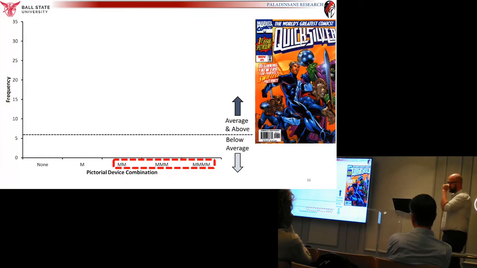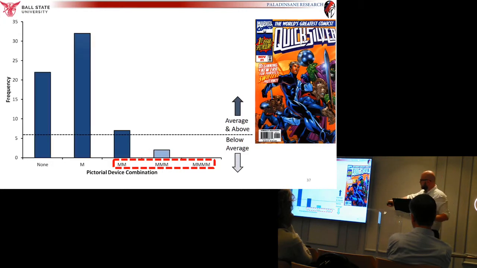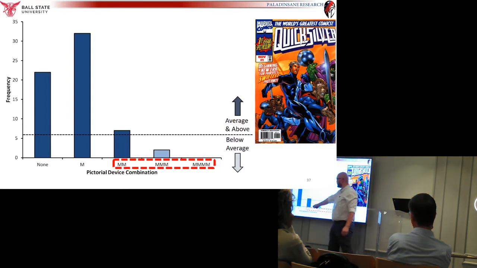Doing the same analysis with the Quicksilver comics, paying close attention again, you can see that most artists preferred to use no metaphorical devices or one metaphorical device, staying clear of three and four. Now, the violation of the Lamoe theory you're looking at is two metaphorical devices with two occurrences happening above the cutoff line.